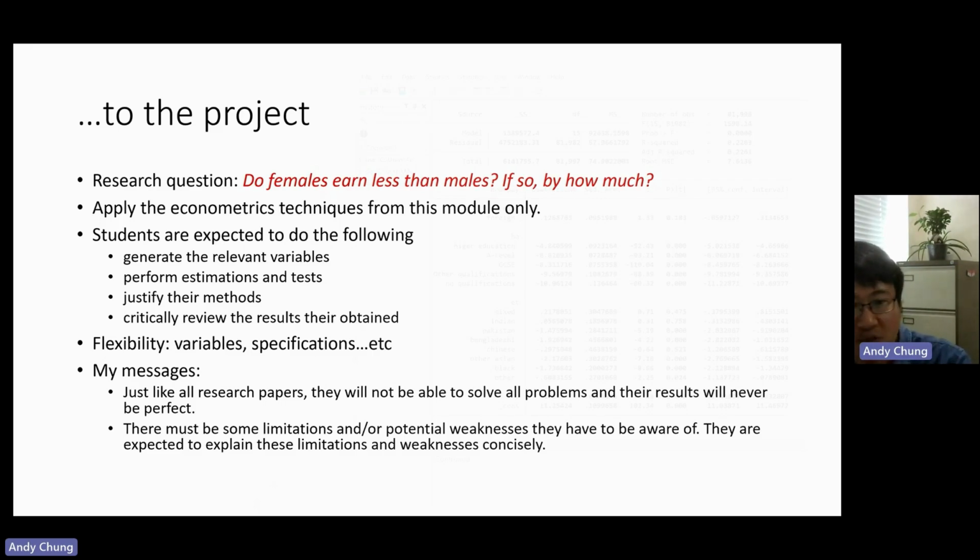I expect the students to generate the variables by themselves, perform estimations, justify the method, and critically review their results. There is some flexibility because they can choose the measurement of income by themselves. They can choose the X on the right-hand side. Different students have different methods and different choices of variables, so it is flexible. My message to them is that the result will never be perfect, but they have to be aware of the limitations or potential problems when they do the estimation.